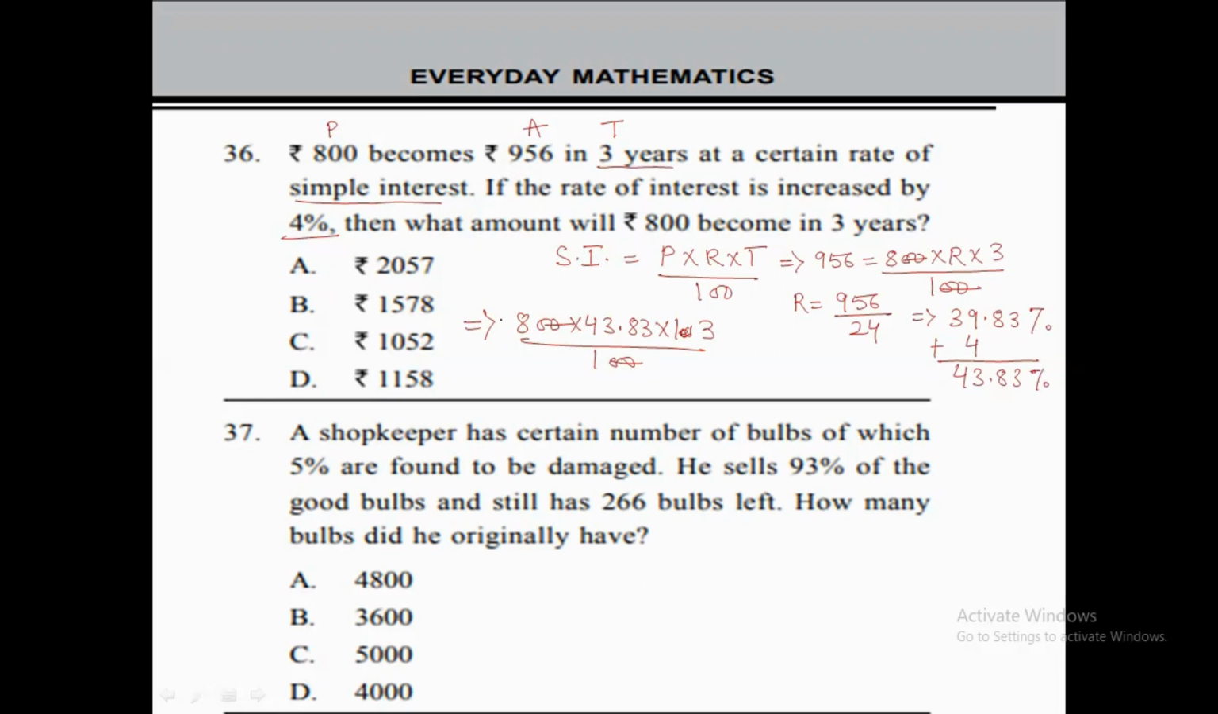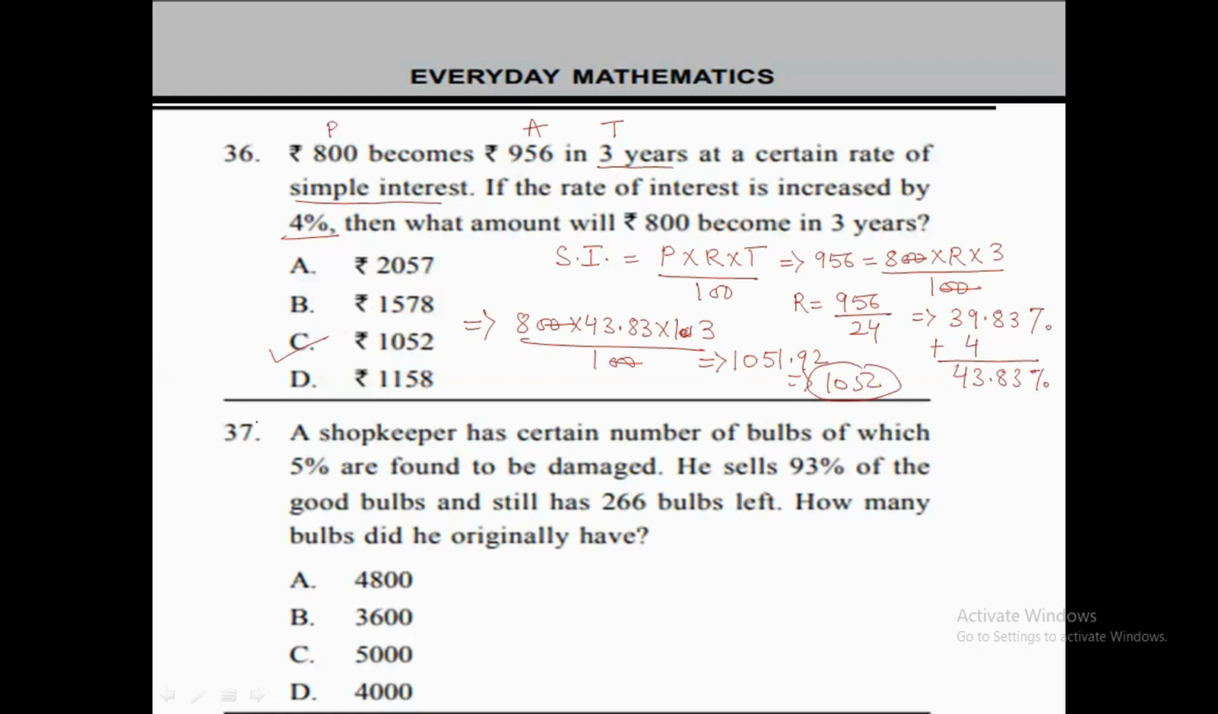So for this, what we need to do, we will first multiply 8, because the 2 zeros of 800 are cut with the 100. Okay. So we have 8 that we are going to multiply with 43.83. Then we will multiply it with 3. Okay, so we are getting 1051.92, and that is equal to 1052. Correct? So that will be our answer, which is option number C. Understood, all of you? Okay, now let's move on.